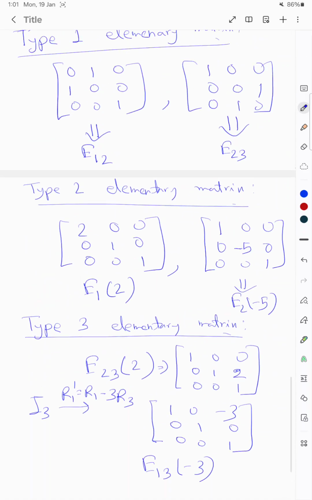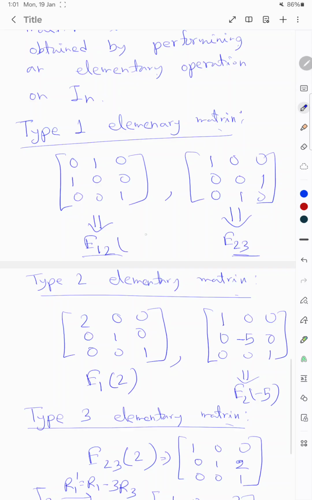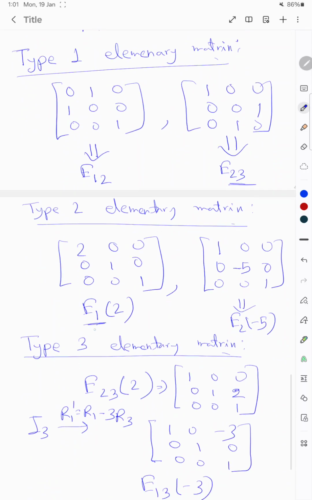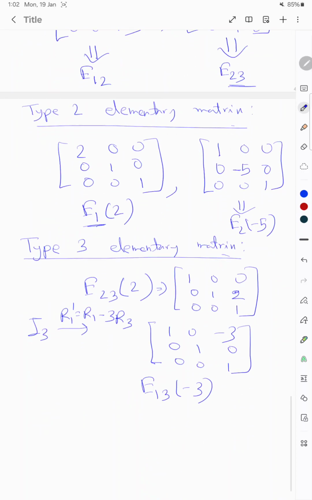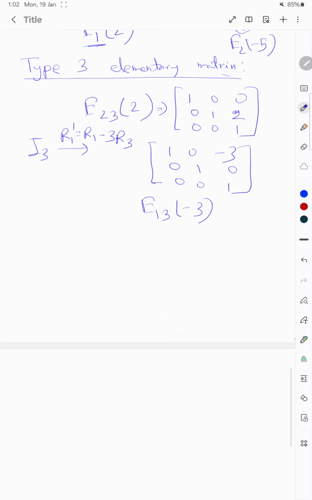So these are the 3 types of elementary operations. You see how this type of operation, one is your E12, E23, but there is no number, right? So this is your type 1. Whenever you have a single EIJ and then you have a number, that is type 2, and whenever you have EIJ with some number, that is this type. Okay, so these are the 3 types of elementary matrices.